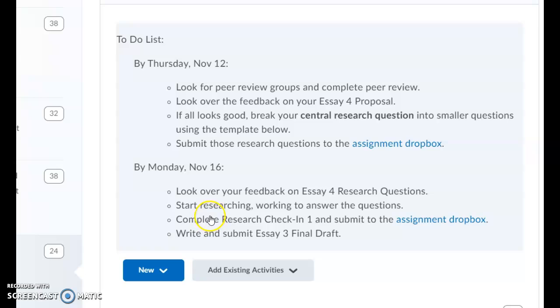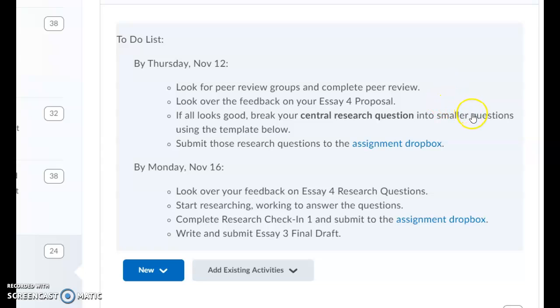So this week, we've got sort of 2 things going on. One is peer review, and completing Essay 3. The other one is, of course, the work on Essay 4. So by Thursday, I want you to look for your peer review groups and complete peer review. I should get your peer review groups together Monday afternoon, evening, so look for those instructions on Monday.